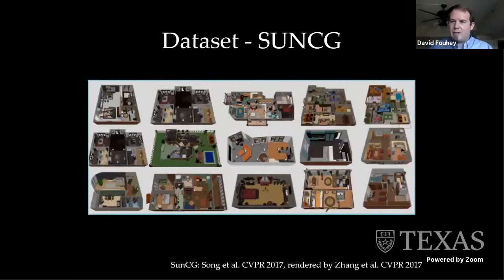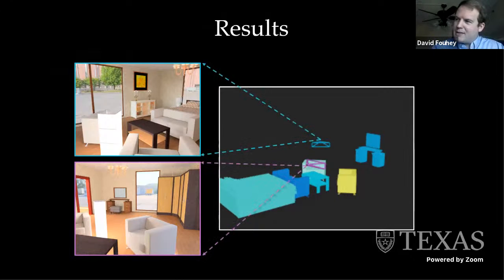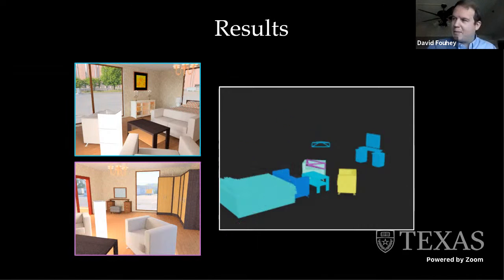Okay, so the data set we're going to use is SunCG, and it's rendered with a physically based renderer from Zhang et al. And so I'm going to jump to the results. Okay. So here, this is the ground truth. And you can see that you have the two cameras in the scene, a cyan one and a purple one. You can see that the scene captures some overlap, but not a ton. And a lot of the objects are only seen in one camera.